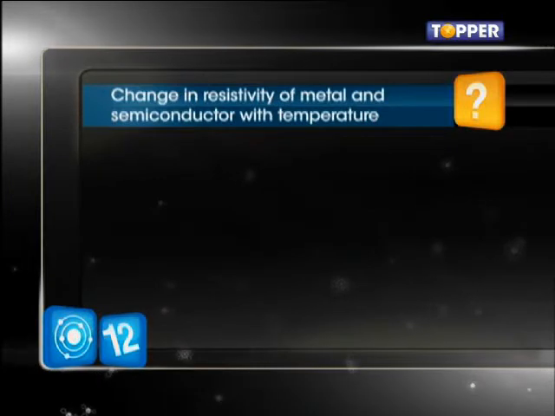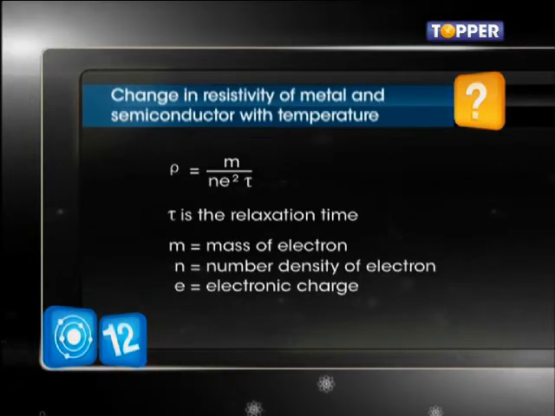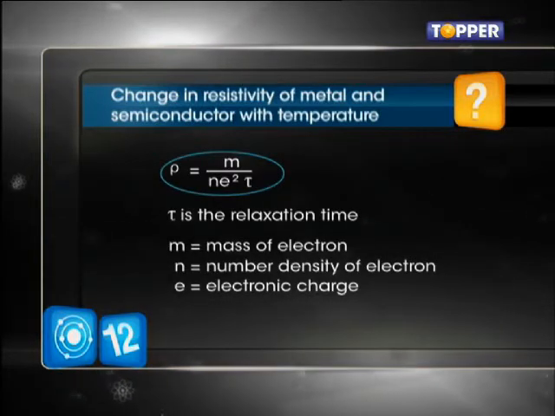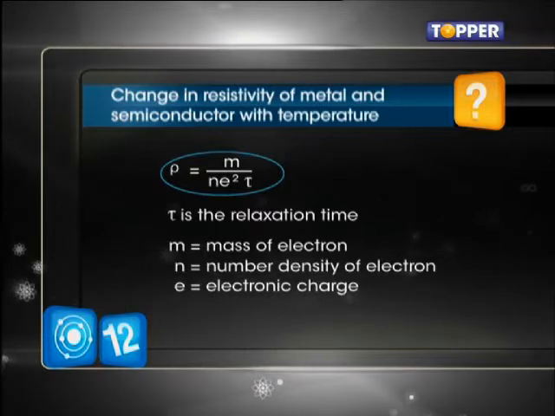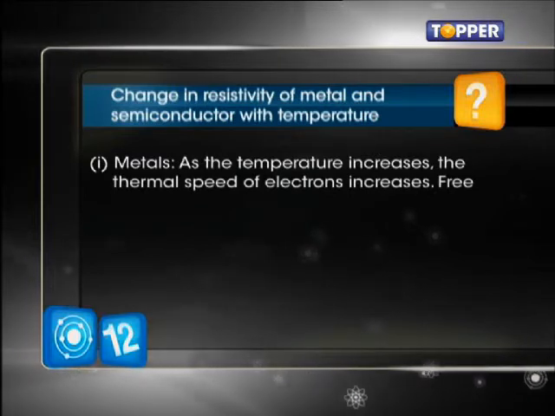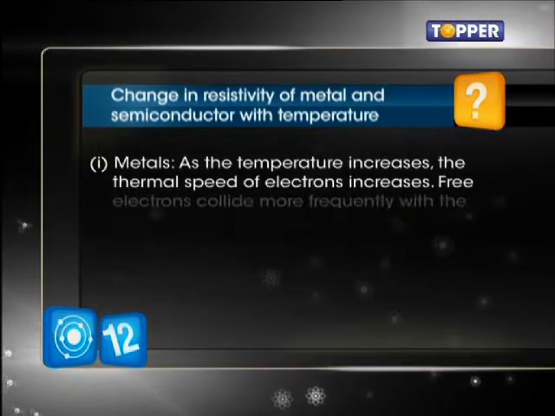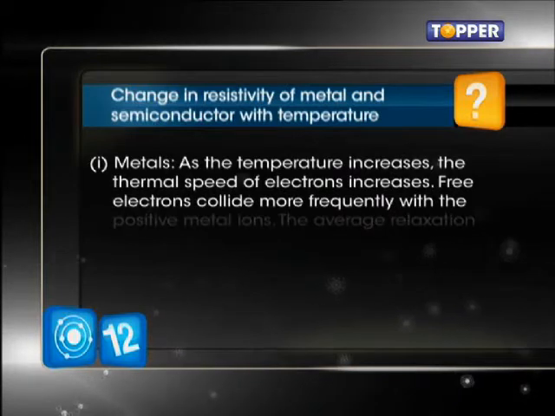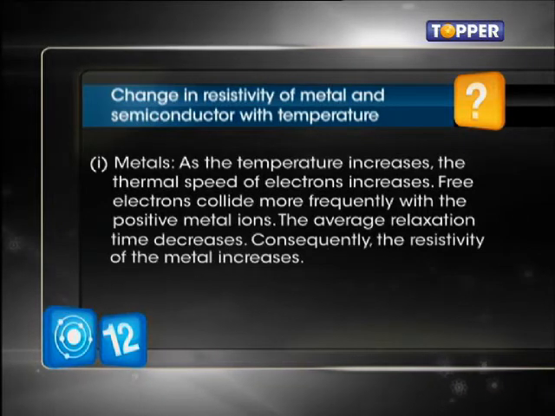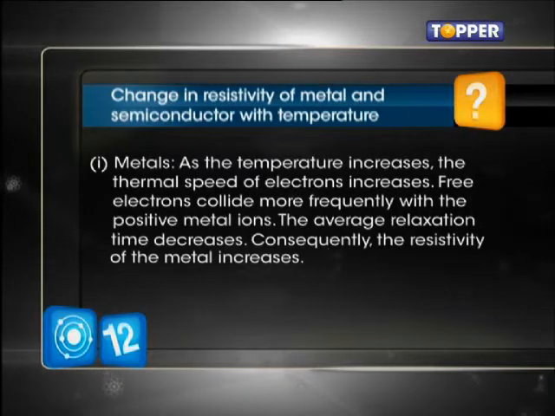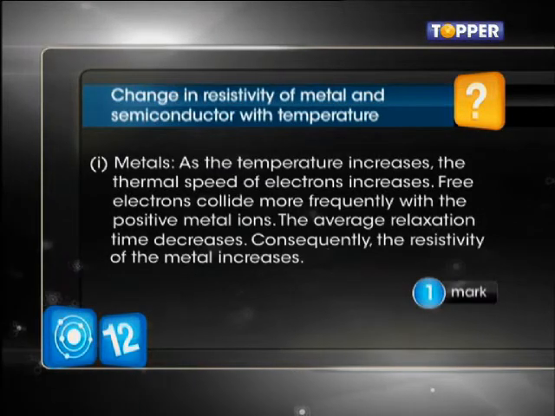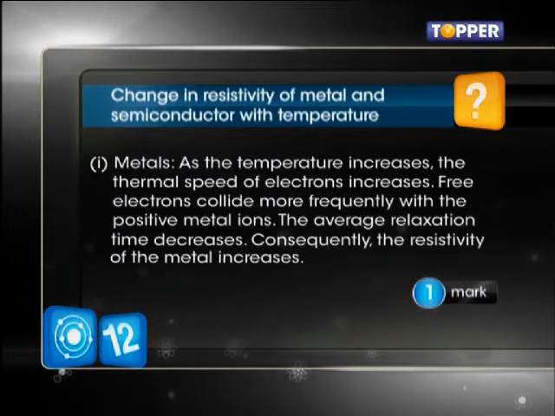Here, resistivity of material is given by ρ equal to m by n e square tau. We see that in metals, as the temperature increases, the thermal speed of electrons increases. Free electrons collide more frequently with the positive metal ions. The average relaxation time decreases. Consequently, the resistivity of the metal increases. Another mark will be added here if you write this correctly.